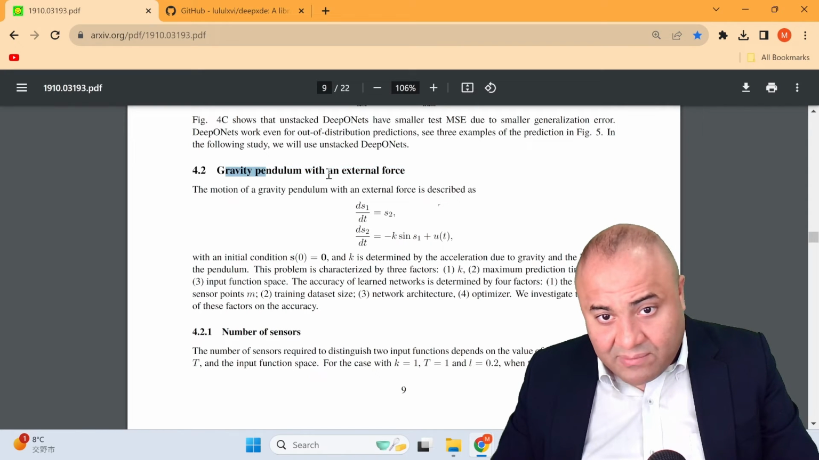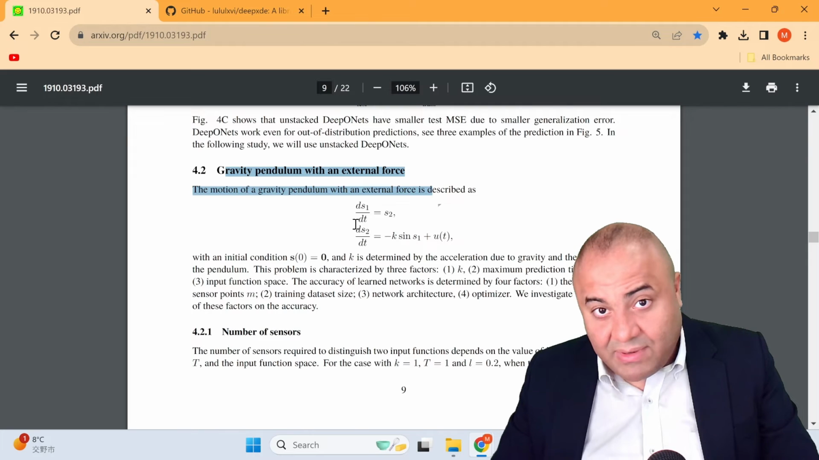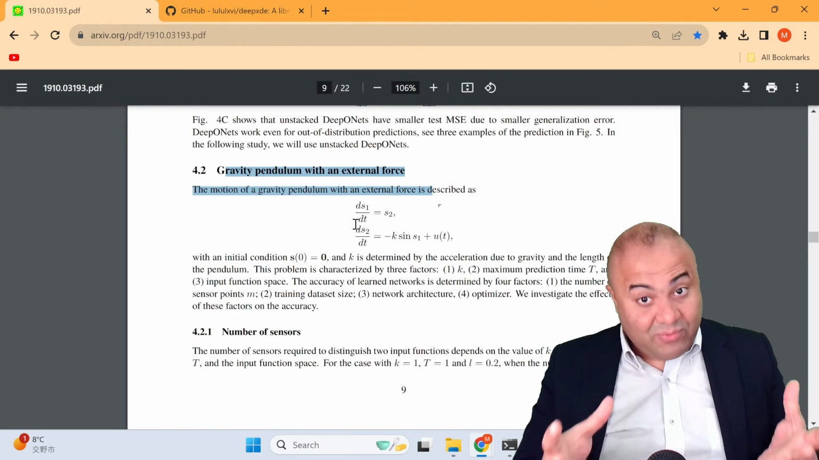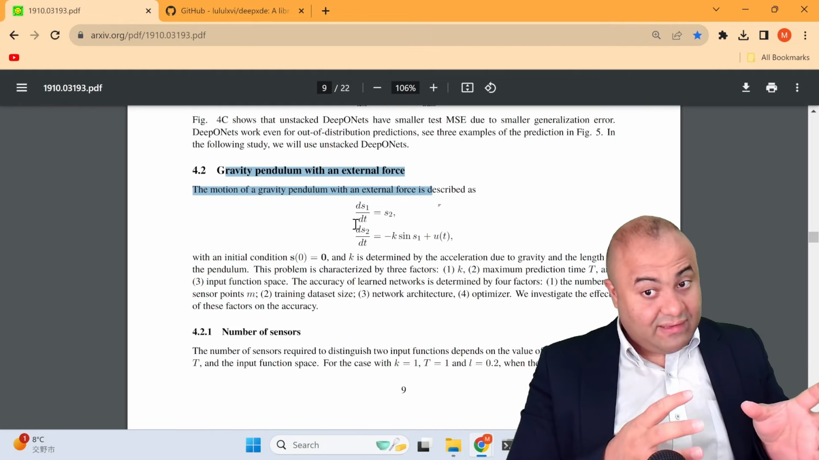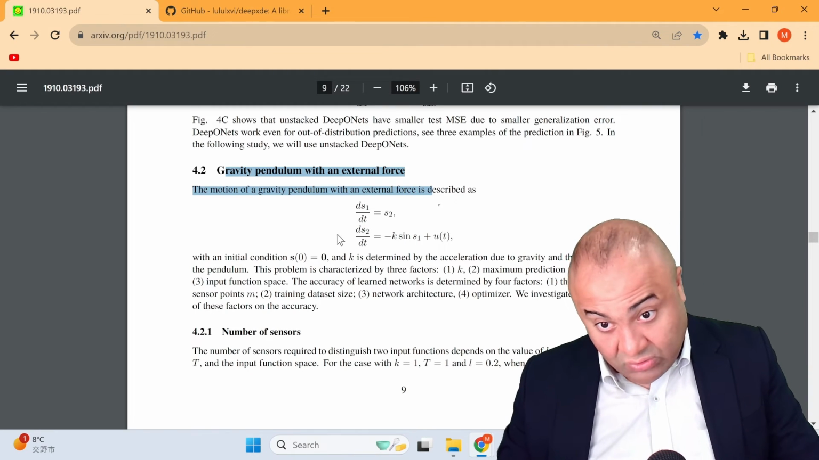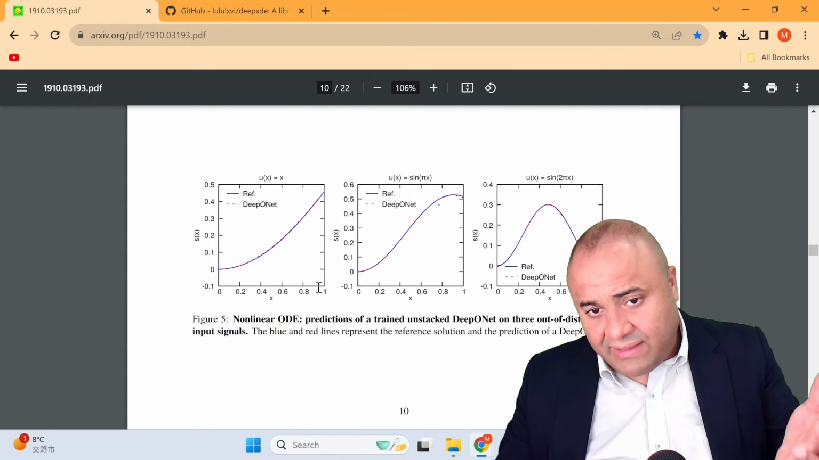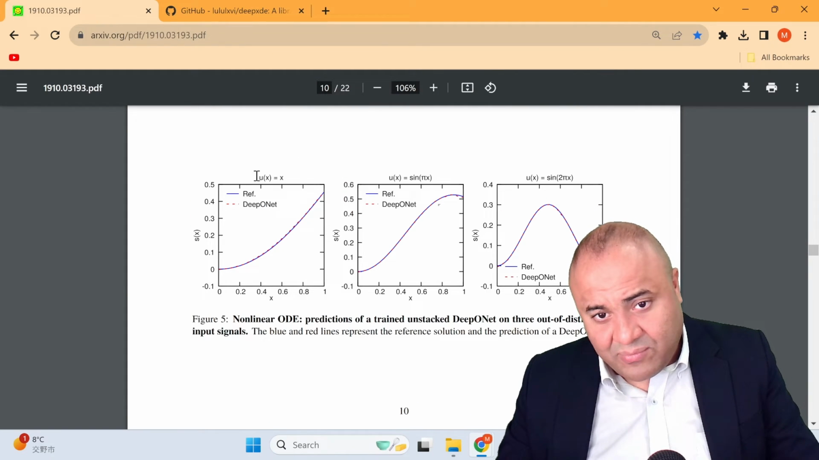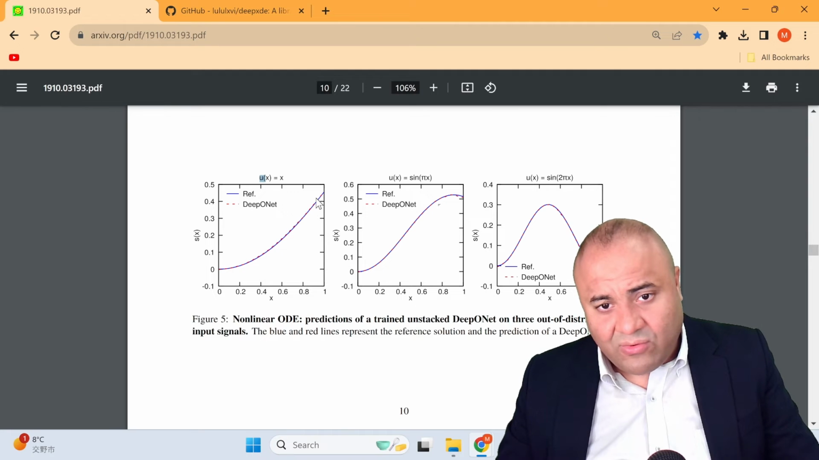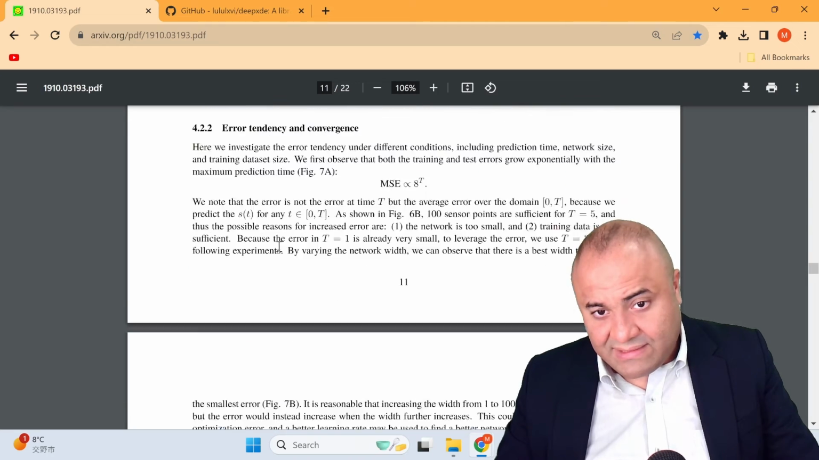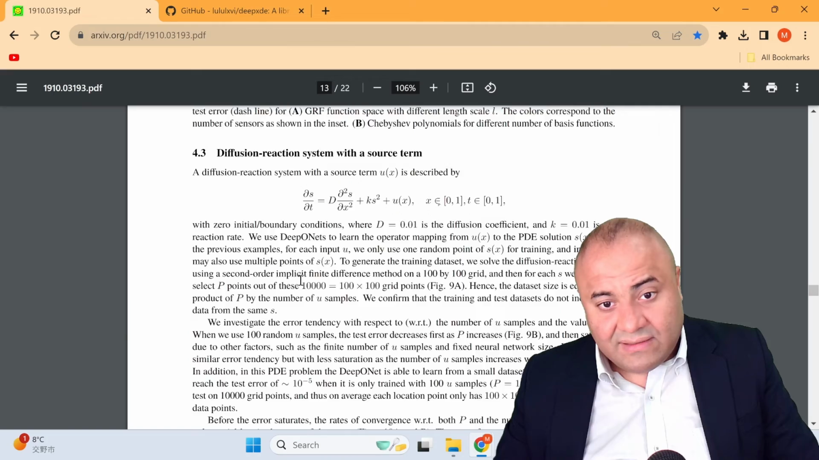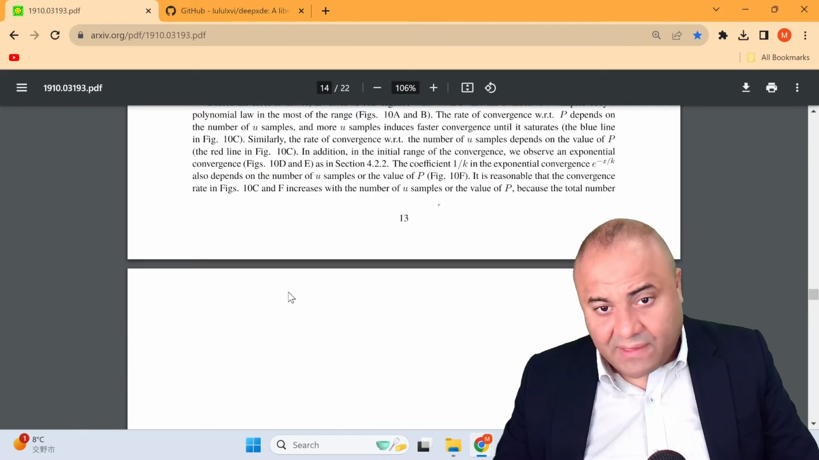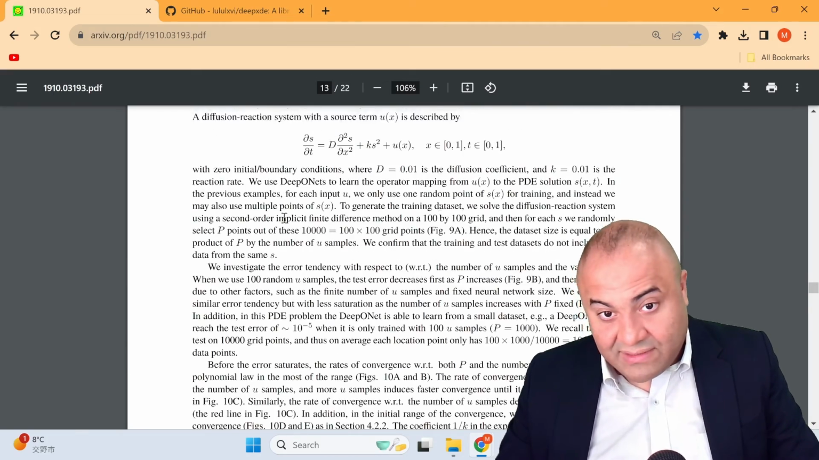Here also, a gravity pendulum with external forces you can apply. Again, this time we're not really putting in the equations, we just generate the data that is going to go to the deep neural operator and get solved there. So here you can see the different input functions and the output of these functions. Most of the paper just talks about the errors and behaviors of these, just some examples on the DeepONet.